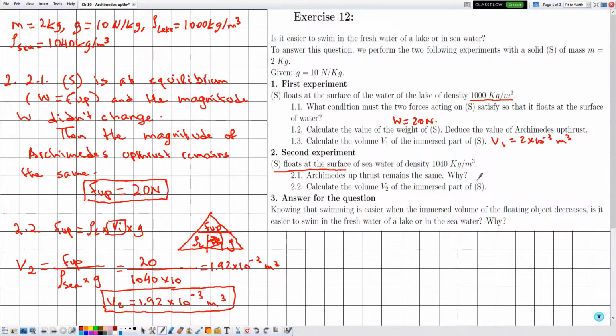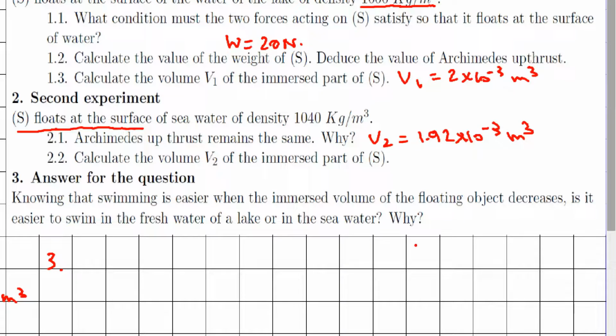And let me write here that the volume V2 is given by 1.92 times 10 to the power minus 3 meter cube. Number 3. Answer for the question. Knowing that swimming is easier when the immersed volume of the floating object decreases. So what does this mean? When comparing immersed volumes together, the smallest volume makes swimming on this liquid easier.